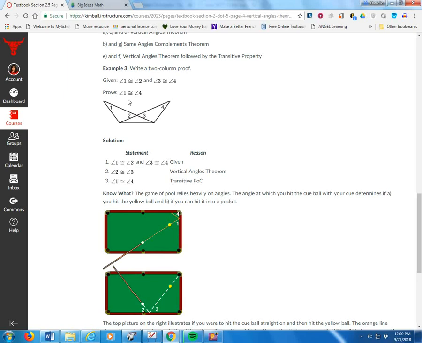So if angle 2 and angle 3 are congruent, let's think about what we have now. 1's congruent to 2, 2 is congruent to 3, 3 is congruent to 4, therefore 1 is congruent to 4 by the transitive property. Okay? It's just logic. And all of you would probably be able to look at this and logically say, if 1 and 2 are equal and 3 and 4 are equal, 1 and 4 are equal, because you can see these are vertical angles.